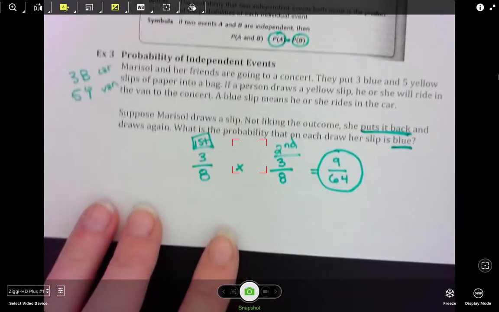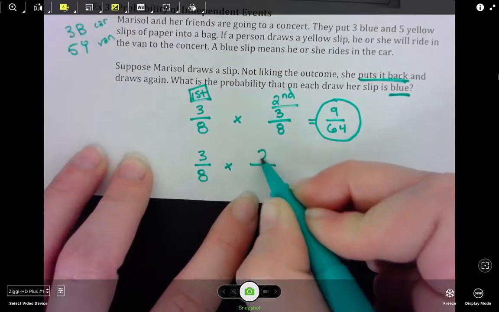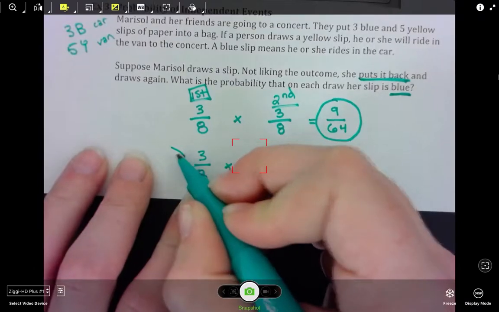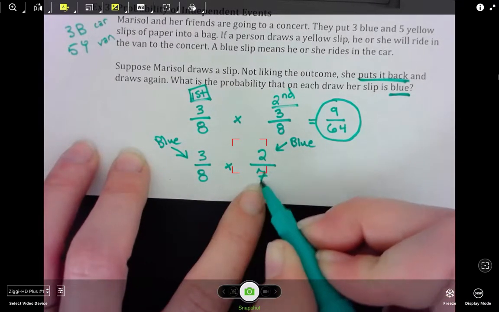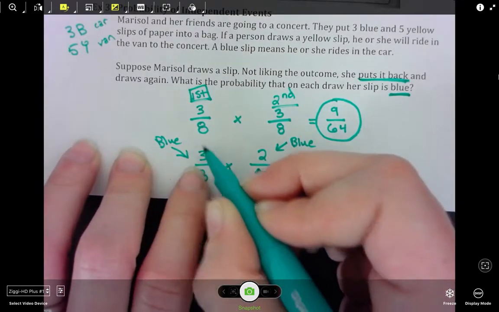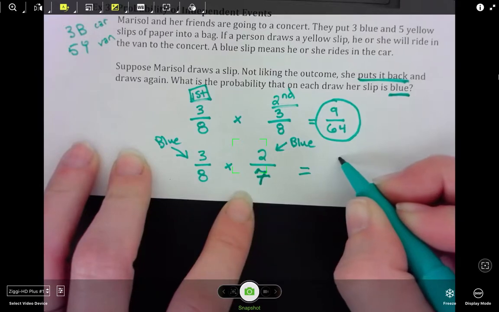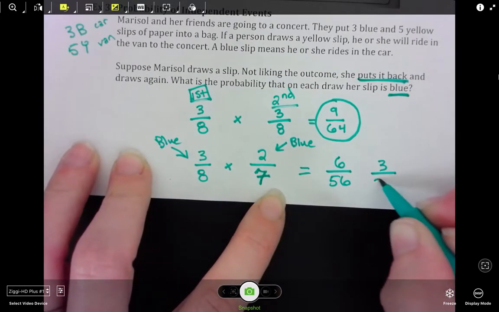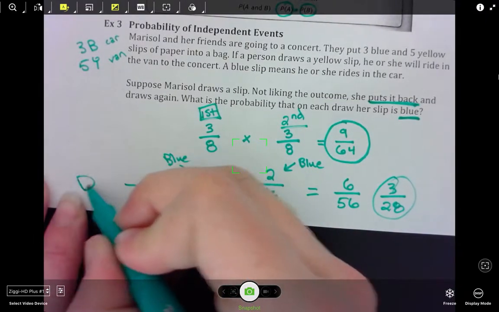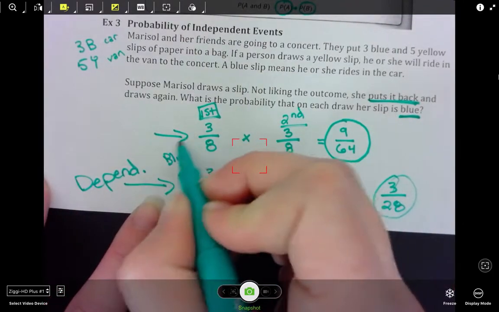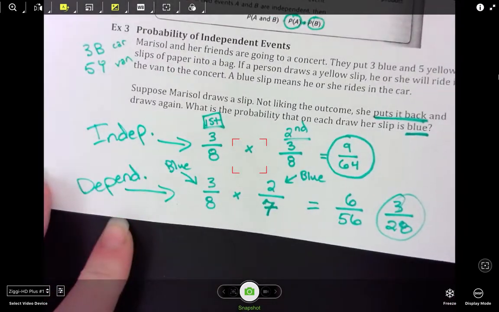Just to give you a little hint, if she does not put it back, it would look like 3 over 8 times 2 over 7. Since I'm looking at both of them being blue, I want to know this one being blue and this one being blue. If I don't put the slip of paper back, I only have 7 slips of paper now instead of 8. And I'm assuming that the one I drew in the first draw was blue, so now I only have 2 blue. So that would look like 6 over 56 or 3 over 28. That's how the probability would change if I don't replace. This one right here is going to be dependent. This one here is independent. Dependent is what we're going to be talking about on the back side of this paper. So there's independent, there's dependent.